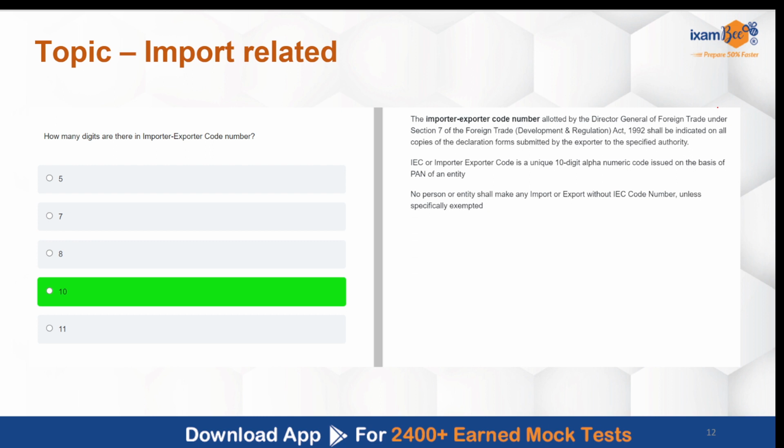Okay. Next question was import related. So every importer has to have a code which is known as the import exporter code, or more commonly known as an IEC, import exporter code number, right? So how many digits does it have? The answer is 10, right? So this is given by DGFT, which is the Director General of Foreign Trade, issues this number. Okay, and this IEC, it's a 10-digit alphanumeric number which is issued on the basis of the PAN of the entity. Okay, so this was another direct question that had come.